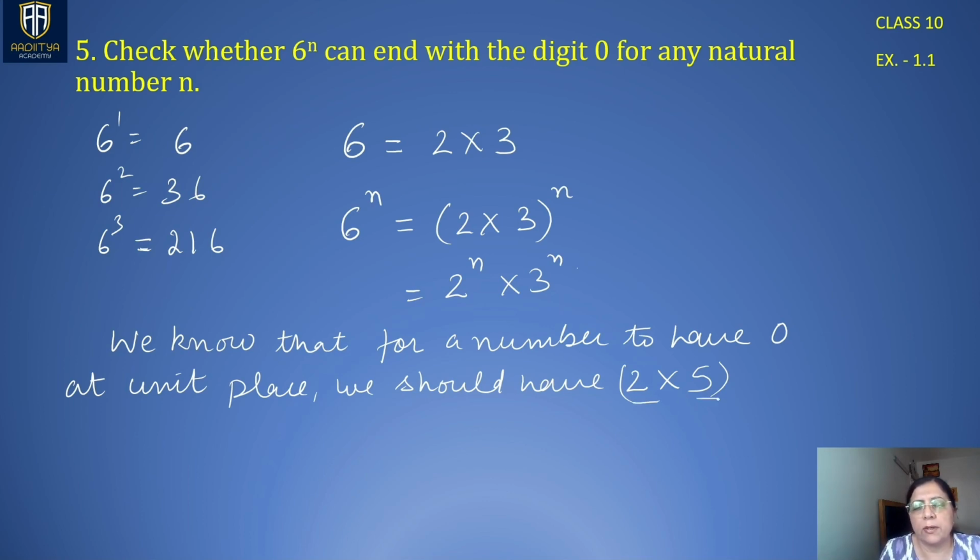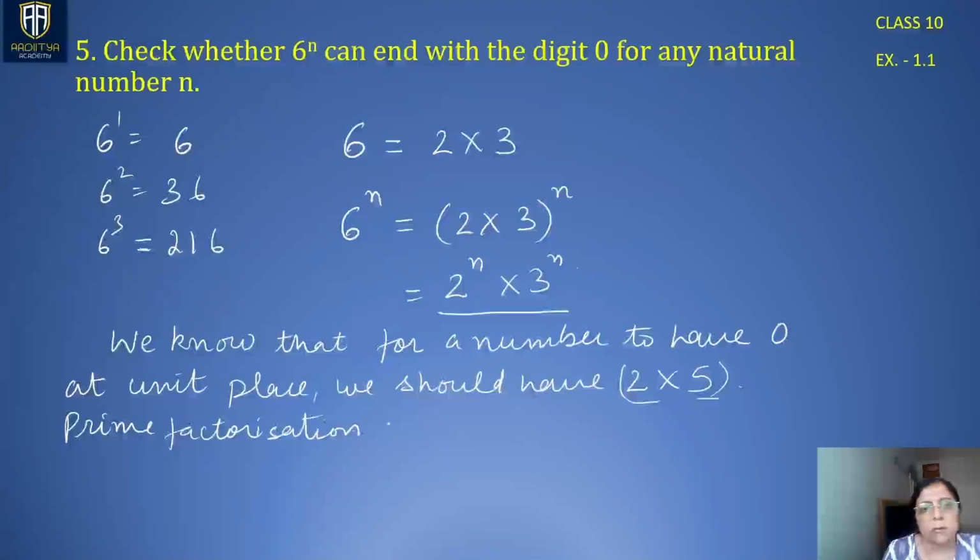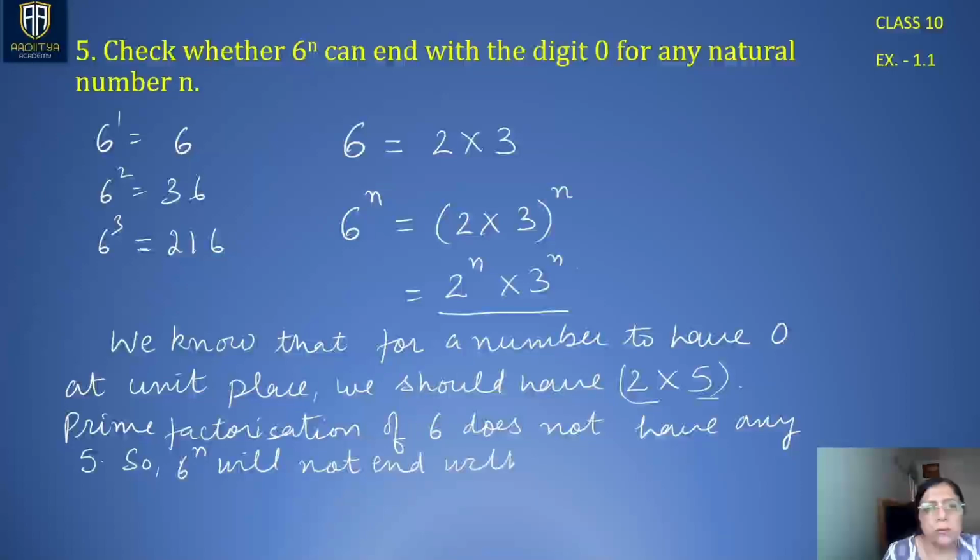But if a 2 and a 5 is present in the prime factorization of a number, then we can say that we will be having at least 1 zero at the unit place. So we can see that the prime factorization of 6 does not contain any 5. So any power of 6, 6 to the power n, will not end with 0 at the unit place, right?